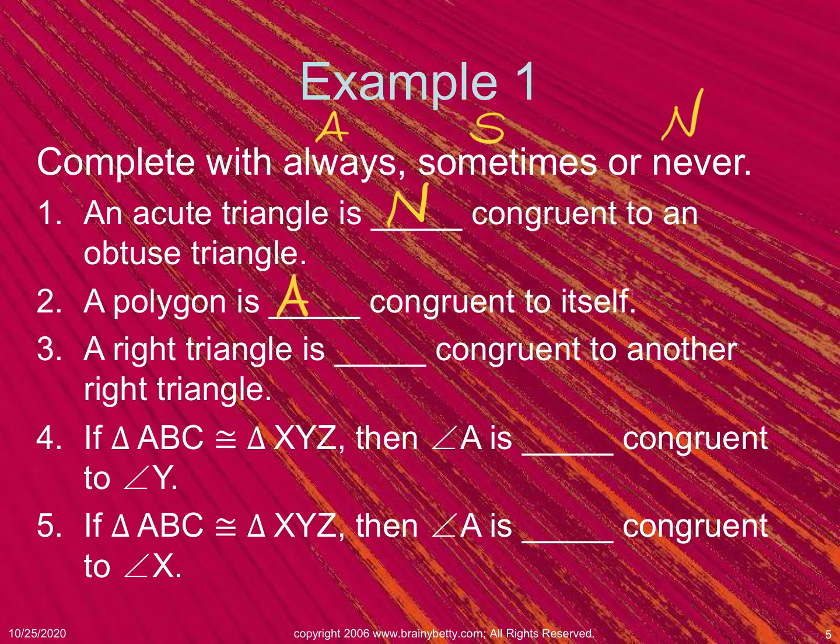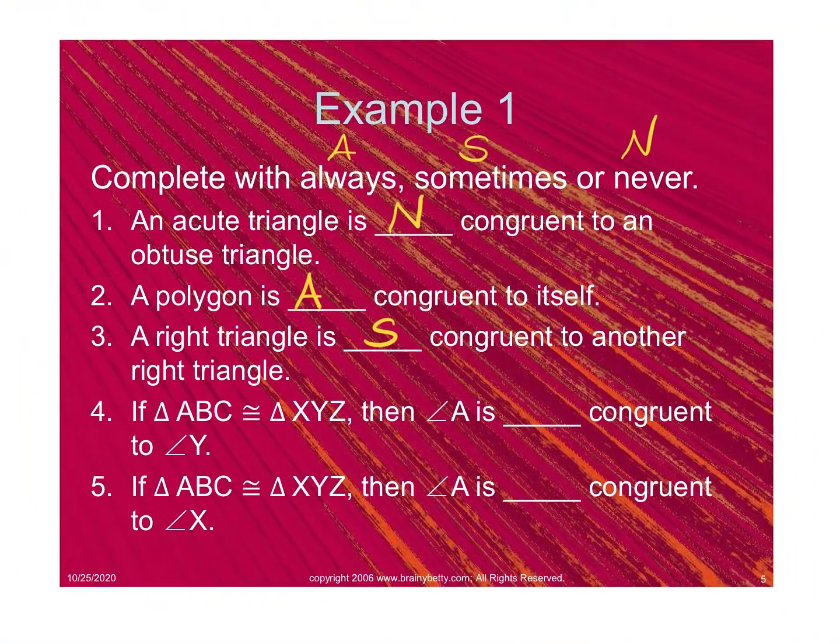Always, good. And the next one: a right triangle is sometimes, always, or never congruent to another right triangle. Always. Sometimes? Sometimes. Good. All right, so watch. Let me draw 2 right triangles for you.